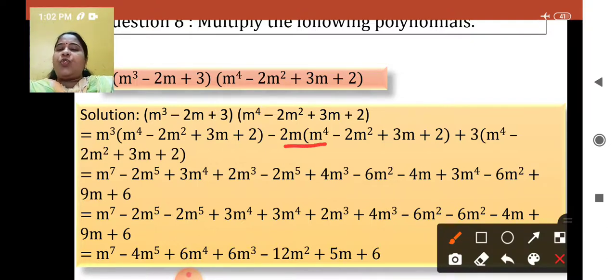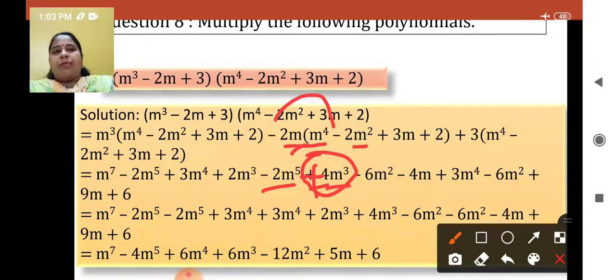2m into m raised to 4 will become minus 2m raised to 5. Take care that this 2 is with a minus sign, so accordingly you need to change the sign. First thing, minus into minus will become plus. 2 2s is 4 and m into m square is m cube. I hope this is understood, how we are getting 4m cube. Minus into minus is plus, 2 2s is 4, m into m square is m cube.